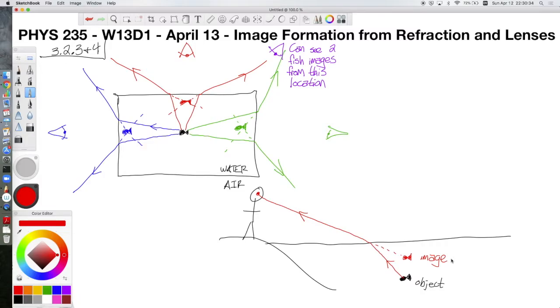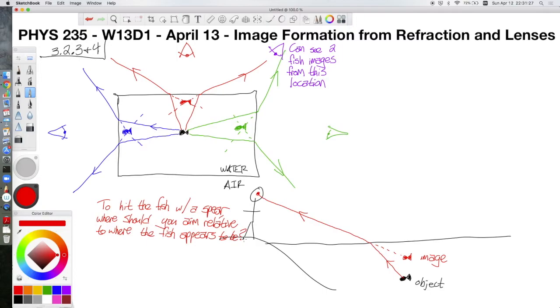So the question I have for you is, if you want to hit this fish with a spear, where should you aim? Should you aim directly at where the fish appears, above that, or below that? Remember, you can't see the actual fish. All you see is the image of the fish. So based on where the fish appears to be, the image of the fish, think about where you should aim.